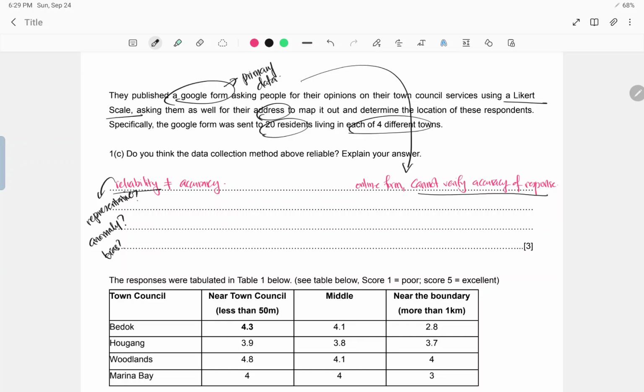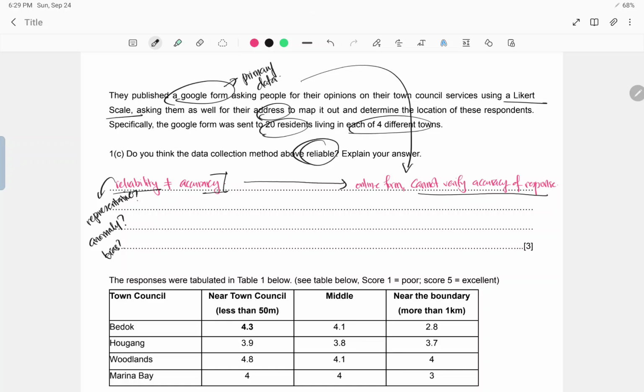So accuracy is things such as you ask in a language that people don't understand, so they just anyhow hantam, or they get tired answering, so they just anyhow hantam, right? They just anyhow do, so this means it's not accurate. Some of you are writing down the fact that you cannot verify, therefore it's not accurate, which is good, which is true, but it's not answering the question because the question is on reliability, hence you didn't get the mark.